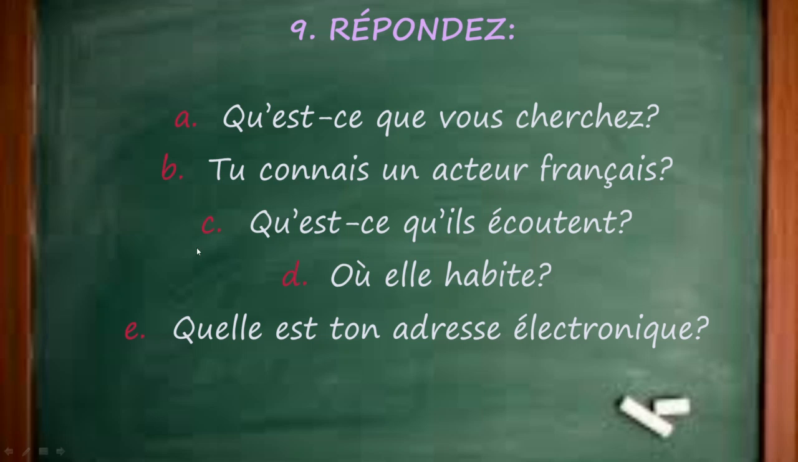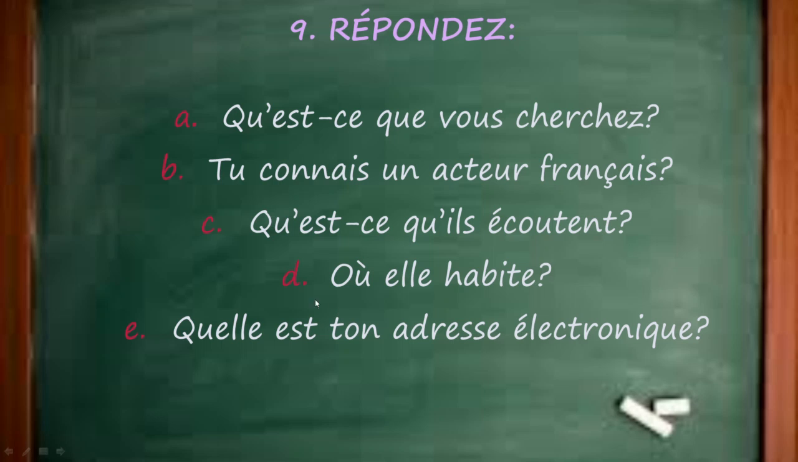Right? So, qu'est-ce qu'ils écoutent? Qu'est-ce que means what. We'll be using this in an upcoming exercise. So qu'est-ce qu'ils écoutent, which means what are they listening to? Ils écoutent, they are listening. So you can write ils écoutent de la musique, they are listening to some music. Or you can even say ils écoutent la radio, ils écoutent le professeur. You can write whatever you want. The answer should start with ils écoutent, for example, ils écoutent la radio.